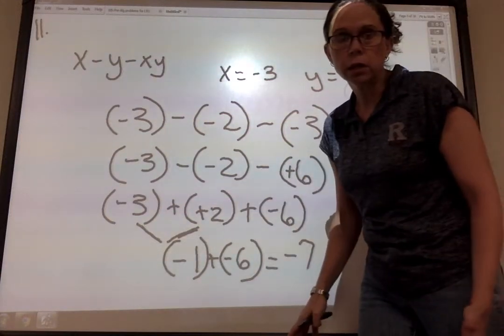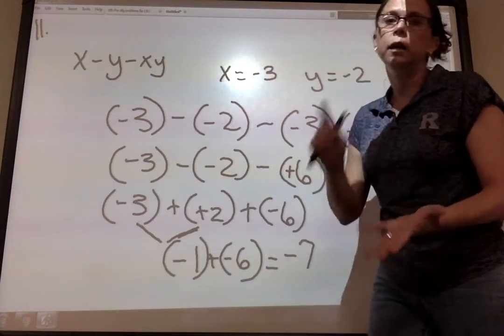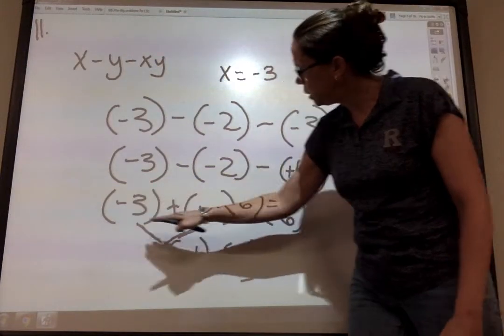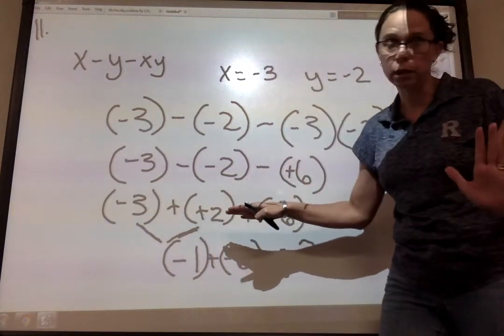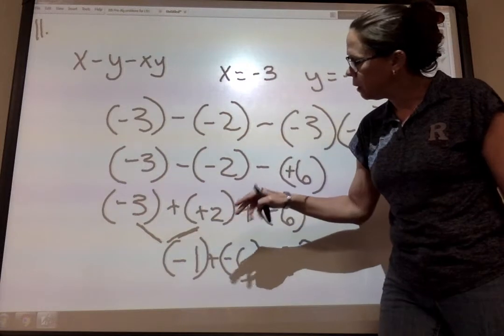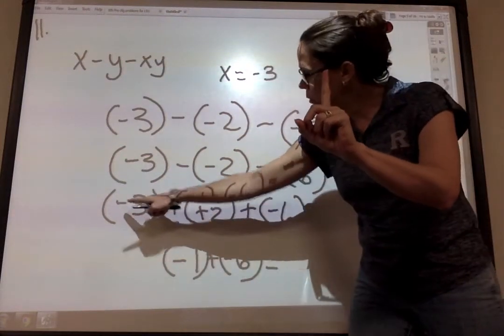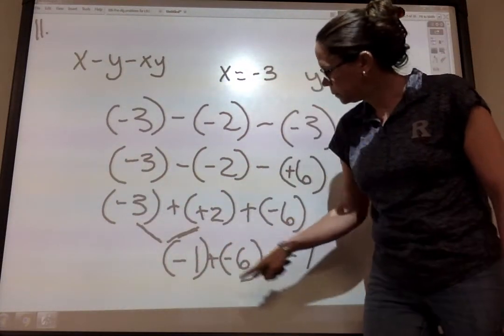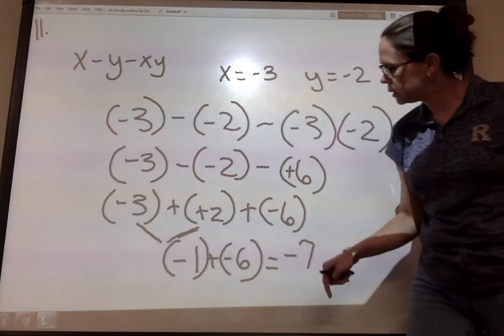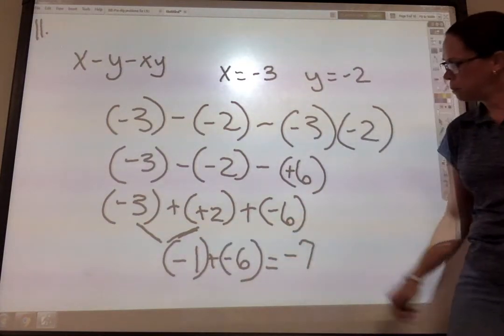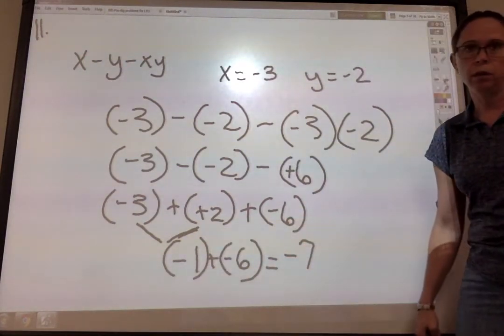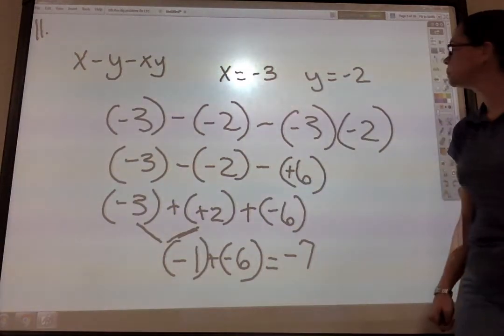So now I can just do my same sign, add and keep, or opposite subtract. -3 plus a +2, this is opposite, so I subtract a 3 and a 2. That's a 1. I keep the sign of the bigger one, so it's -1. Then I can add my -6. Same sign, add and keep. My result, final answer, -7.